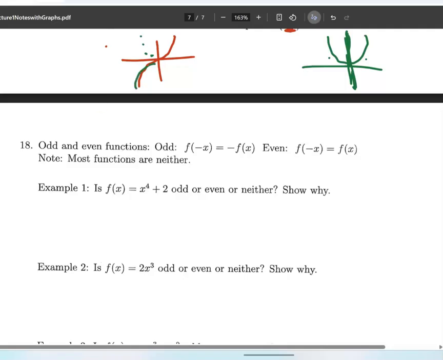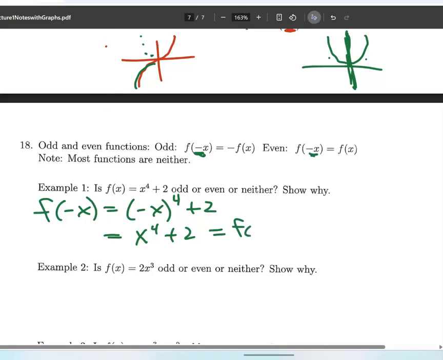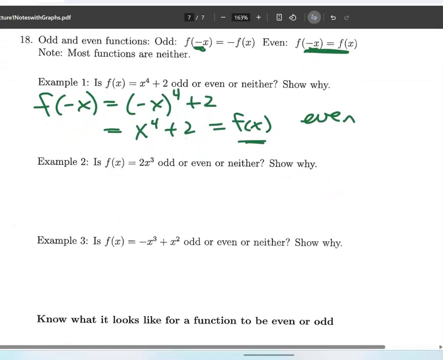So the way we check algebraically if it's odd or even is we substitute negative x in both cases. So if I substitute a negative x in, I'd get negative x to the fourth plus 2. So you know the negative to the fourth, that gives me x to the fourth plus 2. Hey, that's f of x. So that turns out to be even because f of negative x is f of x. And if you thought about it, that's the x to the fourth graph plus 2. So it is an even looking graph.